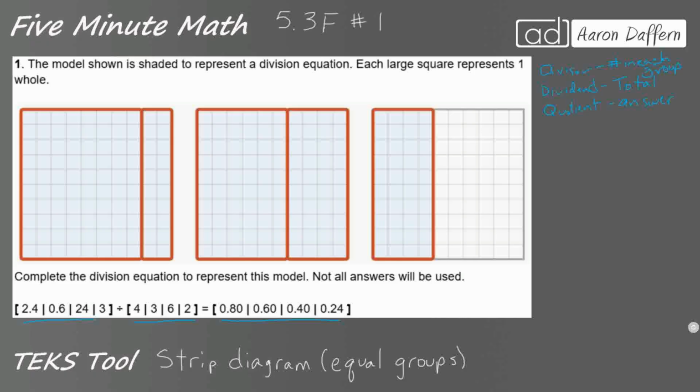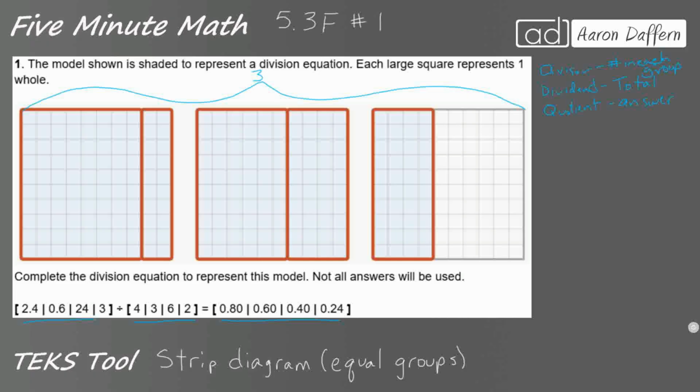And so let's take a look at what we have here. What is our total? What is our dividend? Well, we see each square represents one whole. How many large squares do we have? Okay, we've got one, two, three. So all of this together is going to make three wholes, just the number three.